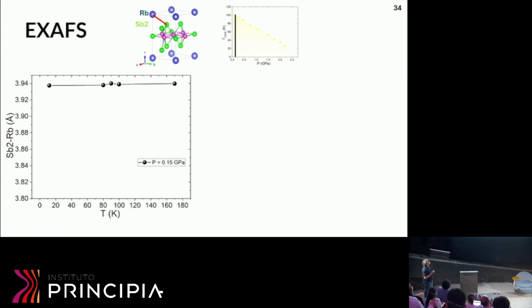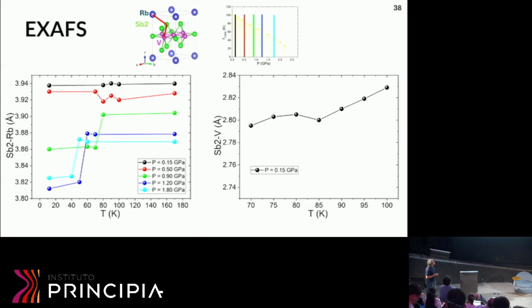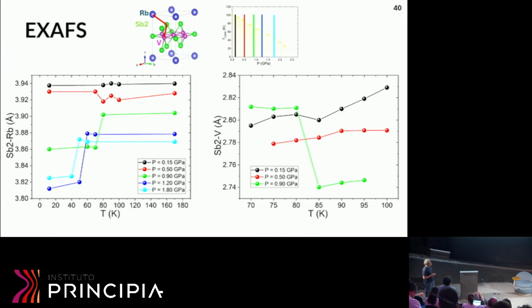We also looked at the antimony 2 again. So I'll just go to the result. So here we see that for low pressure, the antimony 2 does not feel much this change in the atomic distance. It's only above roughly 1 GPa that it changes, okay? And the antimony 2 has a different behavior than the antimony 1, okay?